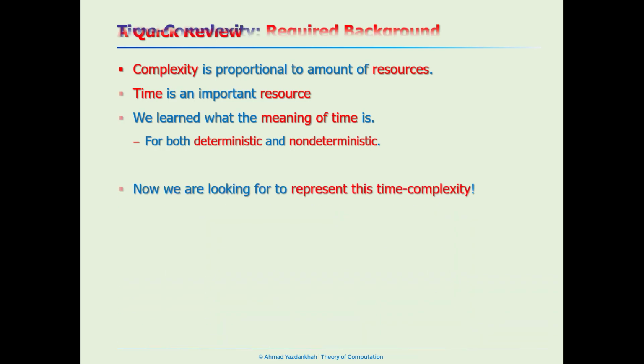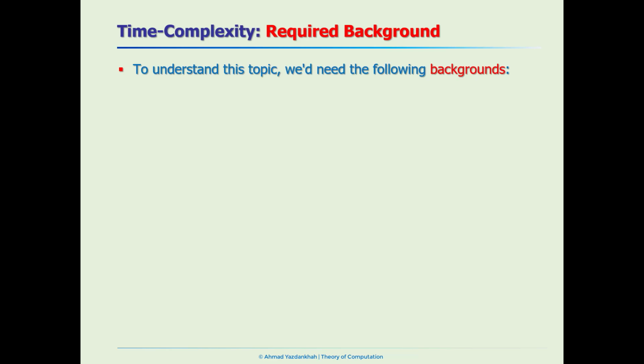To understand this representation, we need some background. One of them is the concept of growth rate, and the other one is asymptotic notation, which we call big O. Let's start with the growth rate.